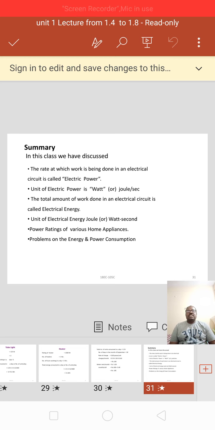The rate at which work is being done in an electrical circuit is called electric power. The unit of electrical power is watt or joules per second. The total amount of work done in an electric circuit is called electrical energy. The unit of electrical energy is joule or watt second. Power ratings of various home appliances which we use in our day-to-day life, and problems on energy and power consumption in our household values.